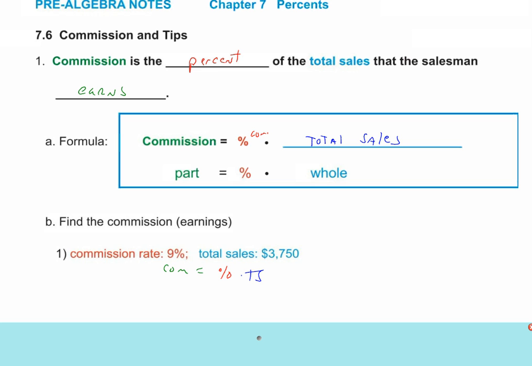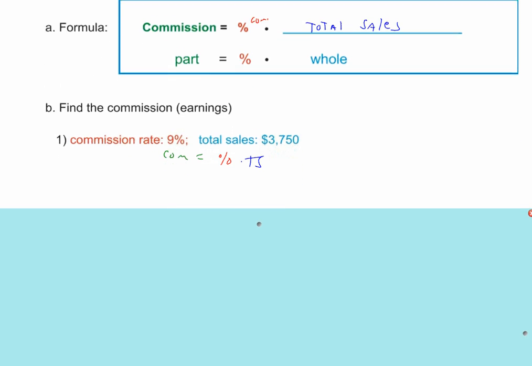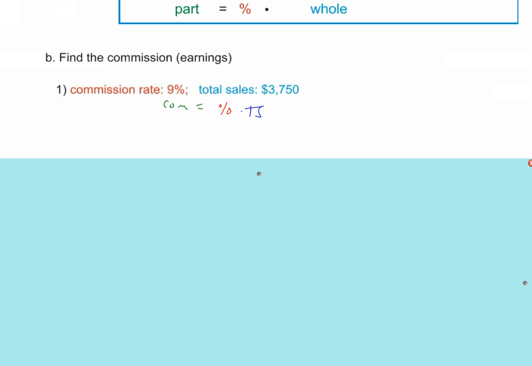All right, so commission is the percent of the total sales that the salesman earns. Formula: commission equals percent commission times total sales, or part equals percent times the whole. So again, lots of salesmen work on a commission basis, but not all of them. So number one, you got a commission rate of 9%.